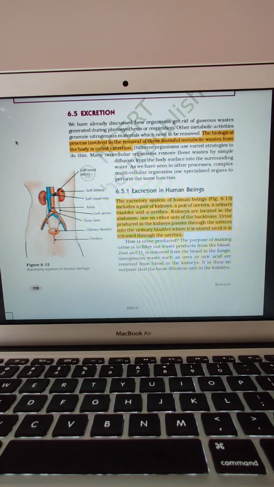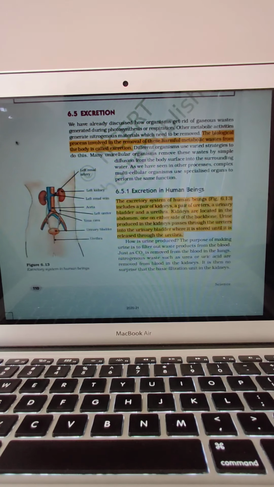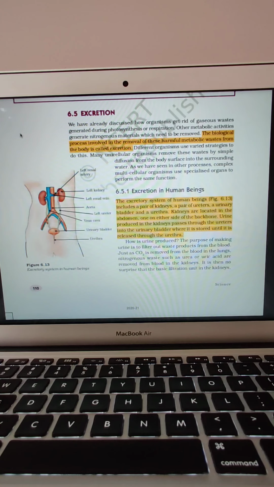Now how is this waste product generated in our body? It is through the different metabolic activities which occur in our body or the cell, which also generate some unwanted substances, and that is what we call the waste. So when we talk about excretion in human beings, it involves a special system which is called what?